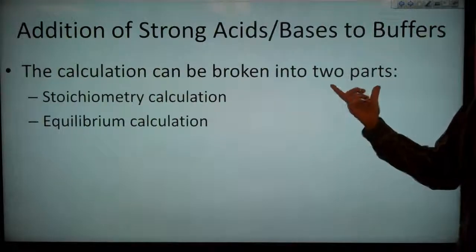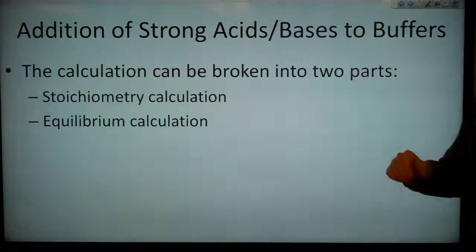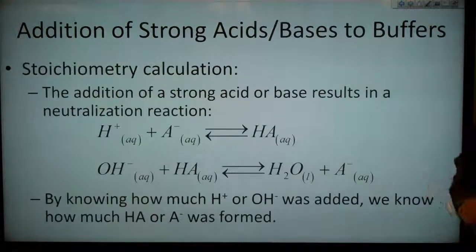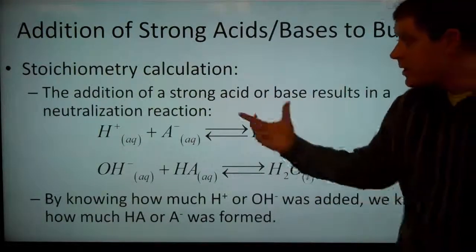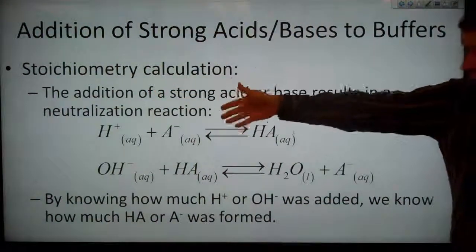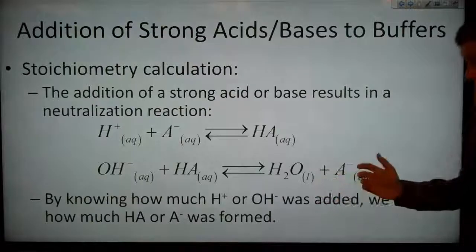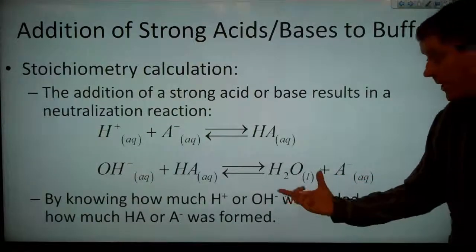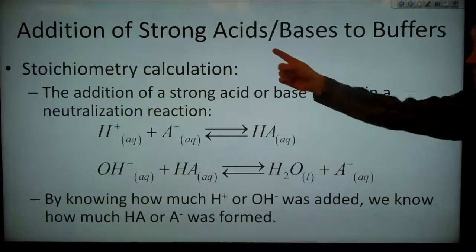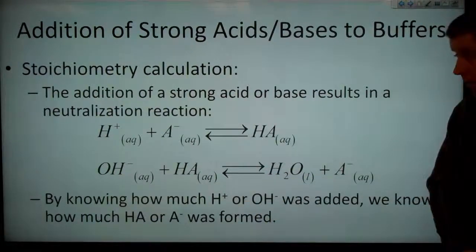So the calculation here can be broken down into 2 parts. When we add a strong acid or base to a buffer, we have a stoichiometry calculation and we have an equilibrium calculation. In the stoichiometry calculation, the addition of our strong acid or base results in a neutralization reaction. We've got H+ plus A- gives us HA, or we've got OH- plus HA gives us water and A-. So by knowing how much of our hydrogen ion or hydroxide ion is added from our strong acid or strong base, we then can know how much HA or A- was formed.